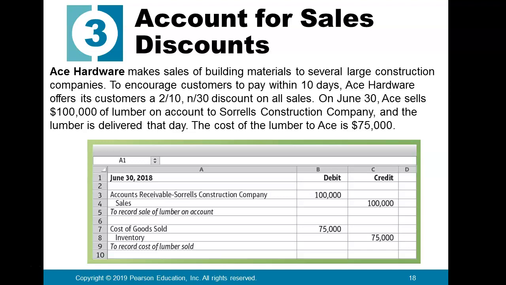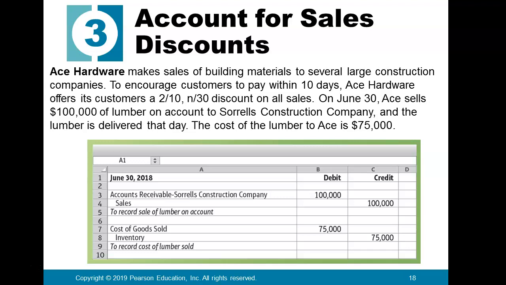So June 30th, they sell $100,000 of lumber. They sell it on account to Sorrell's Construction Company, and the lumber is delivered that day. Very important, because the moment it's exchanged hands, you know when you have to record the transaction. The cost of the lumber to Ace is $75,000. So let's take the entries and do them separately.